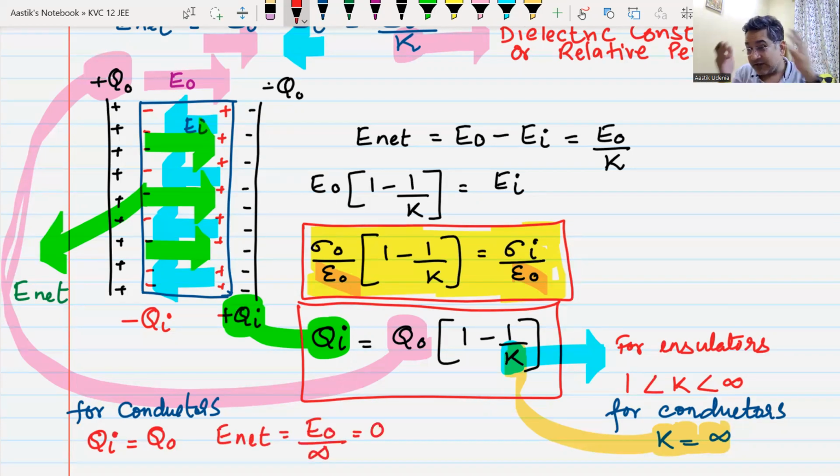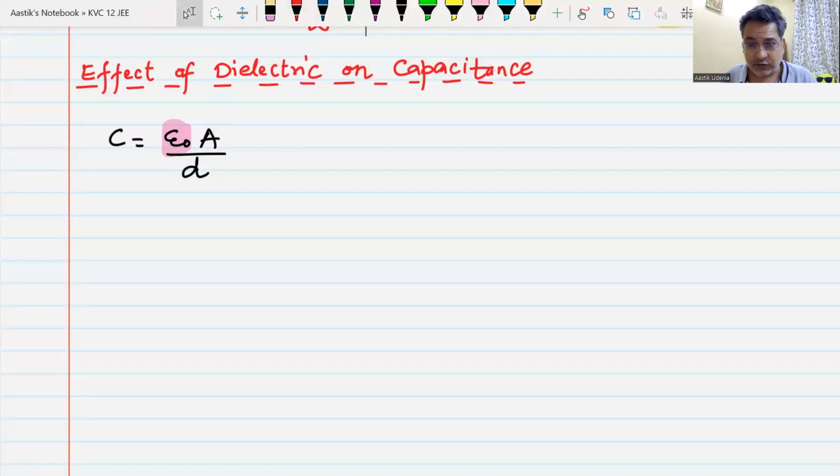So again, we come back to the same principle: the electric field inside a conductor is 0. Can you relate this dielectric with a conductor? Are you able to relate it and understand what is happening? Understood, sir. Okay. So this is what happens for a conductor, but we are not talking about conductors. We are talking about what happens when you insert a dielectric inside a capacitor.